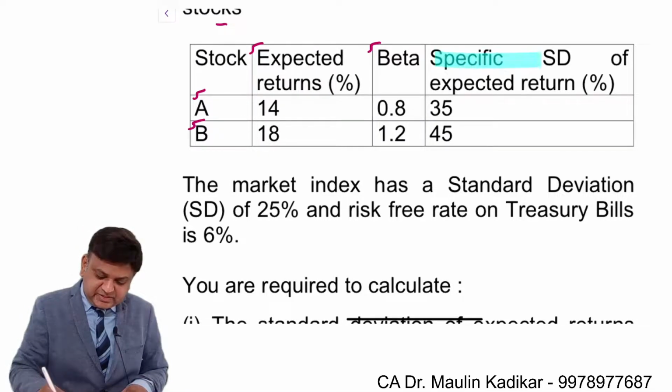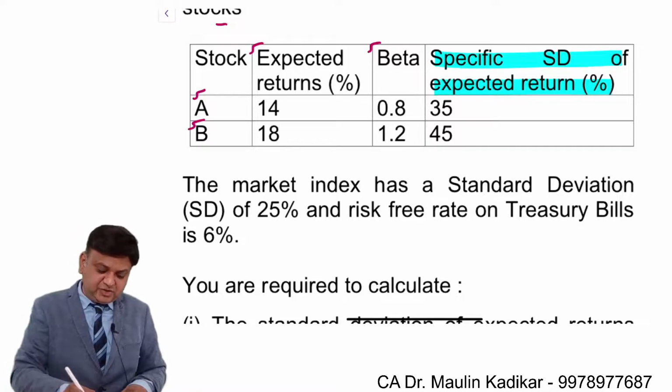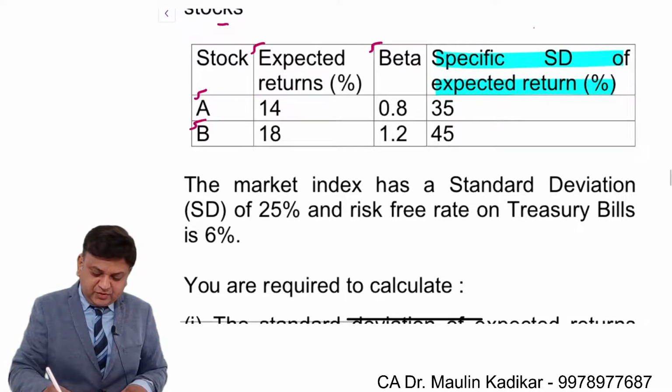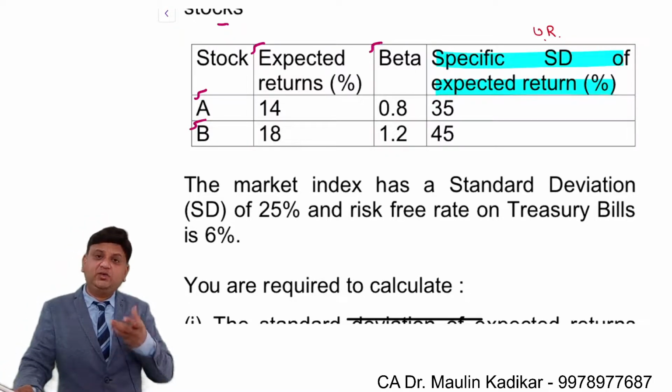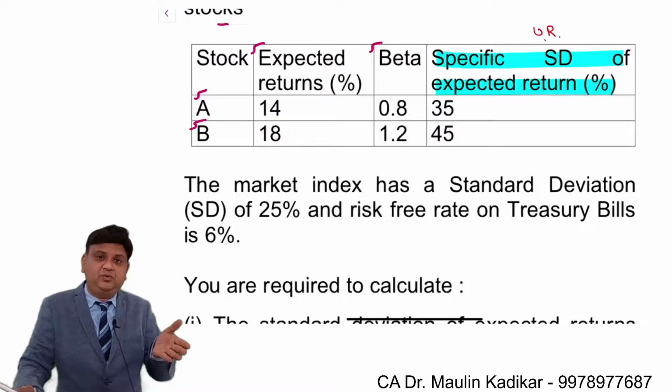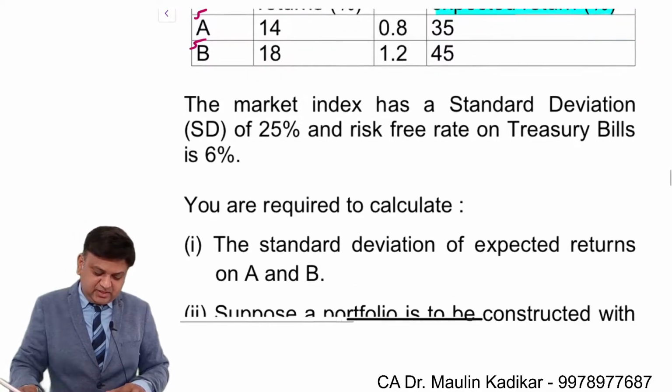Highlight the portion, the specific standard deviation of the expected return. Dear students, the specific standard deviation of expected return stands for unsystematic risk. In a way, this is the unique risk. This is the risk applicable to the individual security only. So they have provided it to us in terms of unsystematic risk.